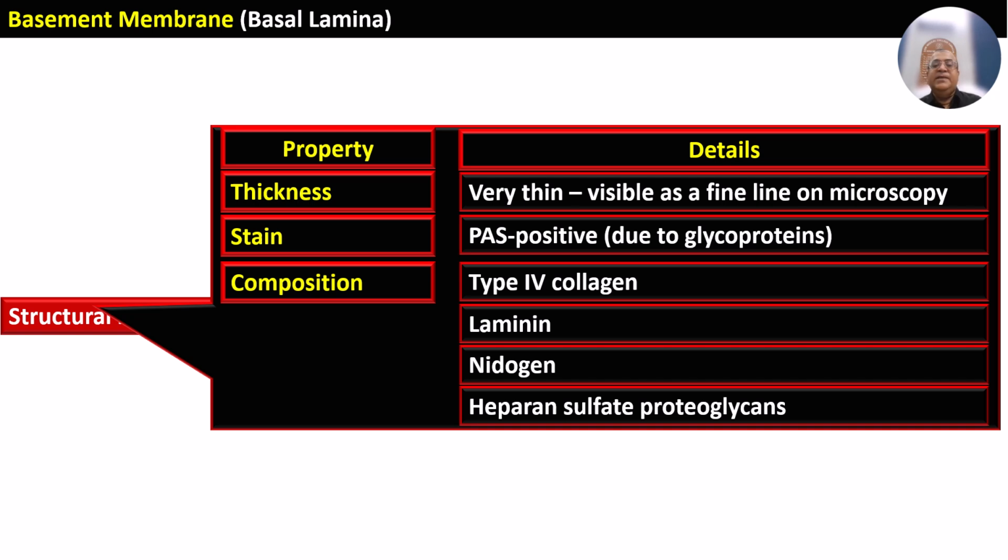So it is a very thin layer, visible as a fine line on microscopy. It is stained by periodic acid Schiff reagent stain, and this staining property is due to the presence of glycoprotein. Its composition is type 4 collagen, laminin, nidogen, and heparan sulfate proteoglycans.